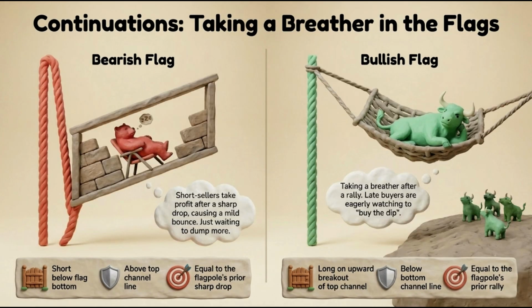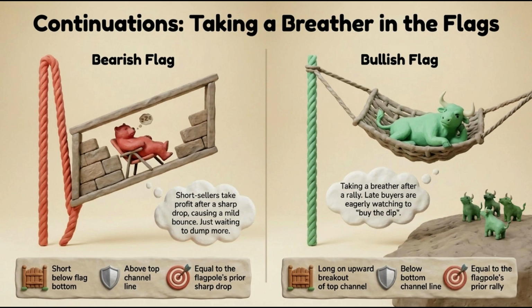Next, we have flags, which are short pauses after a very sharp move. A bearish flag happens after a steep drop. Sellers take some profit, causing a mild bounce, but they are really just waiting to dump more assets. A bullish flag is a breather after a big rally where late buyers are eagerly watching to buy the dip before the price takes off again. In these patterns, the target is often equal to the height of the flagpole, or the sharp move that came right before the flag.